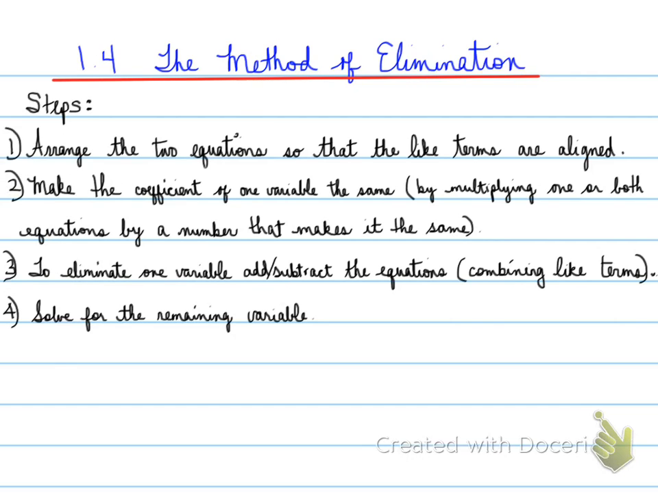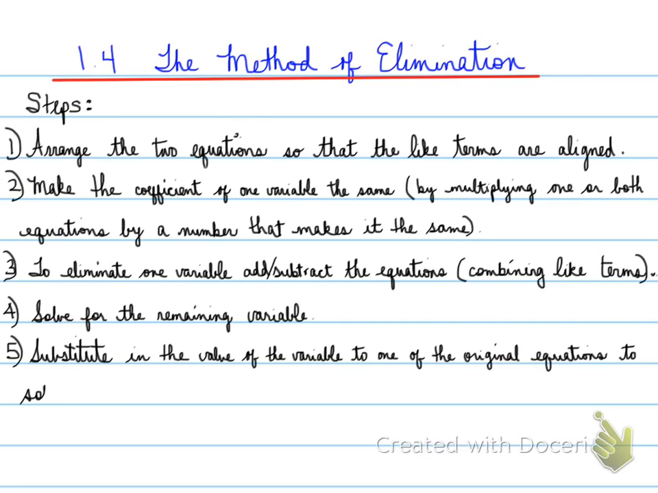The next step is to substitute. You substitute in the value of the variable that you just solved into one of the original equations that you were given to solve for the remaining variable. So if we were to just summarize for now, the first step is to align, second step is to multiply, third and fourth together is to eliminate, then substitute, and then the last step is to check.